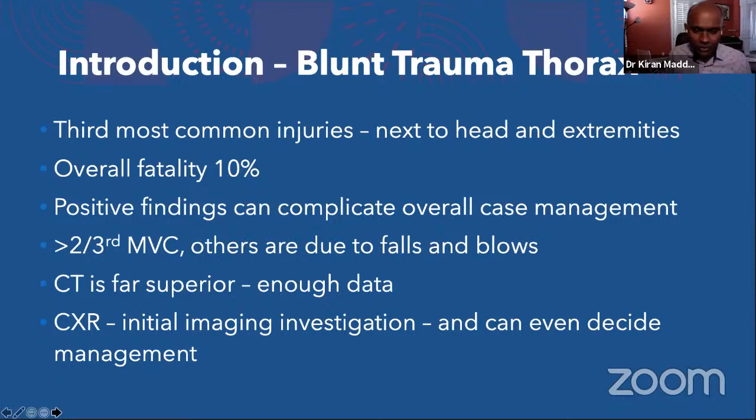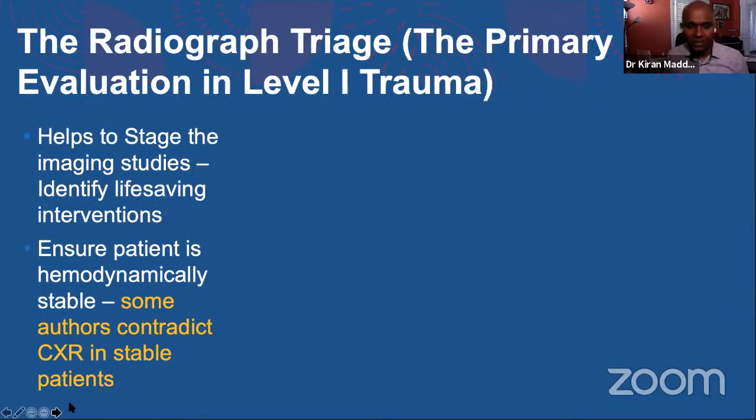So chest X-ray is still the initial imaging investigation in most level 1 traumas, and can even decide the management sometimes. For instance, imagine you see a huge tension pneumothorax. You can immediately call, even before the patient moves to the CT scanner, and say why the patient is in shortness of breath. The radiograph triage, which we call the primary evaluation in level 1 traumas.